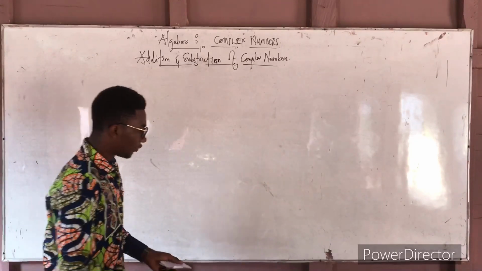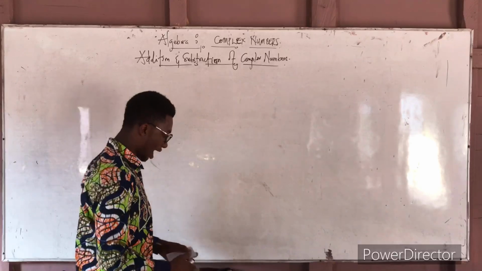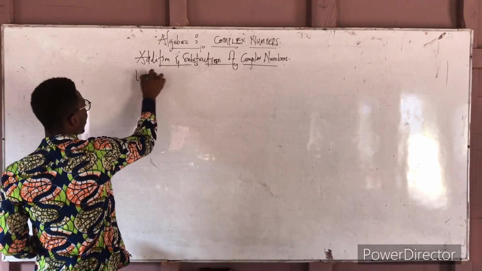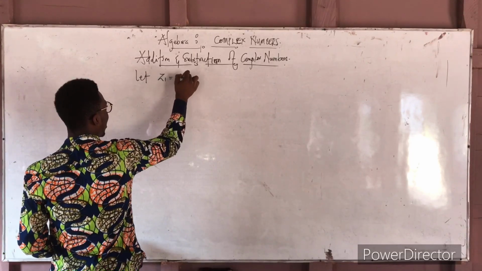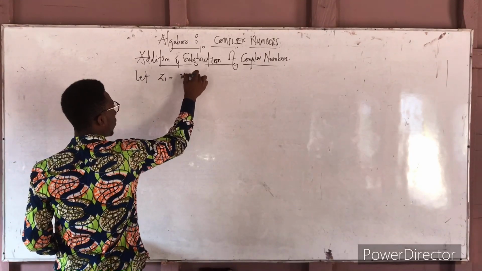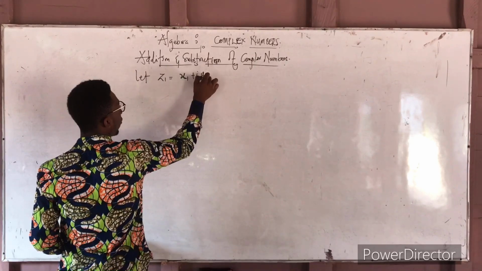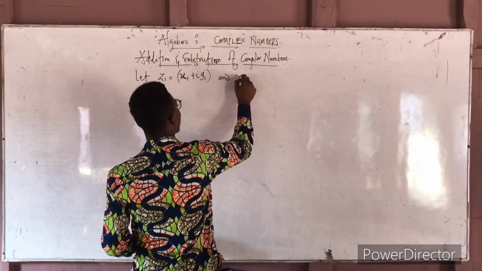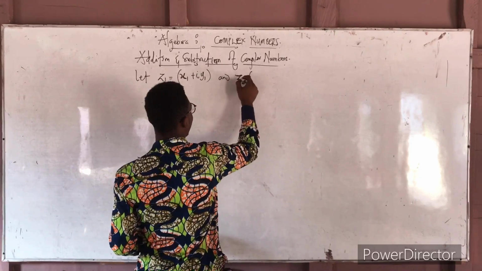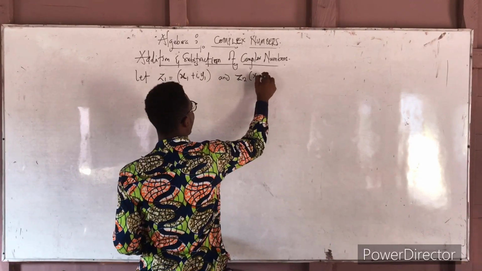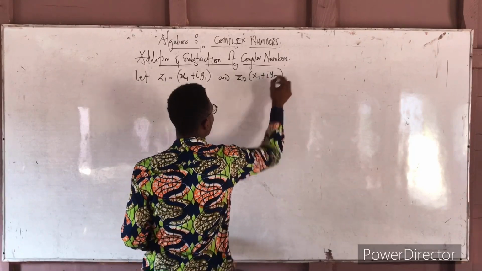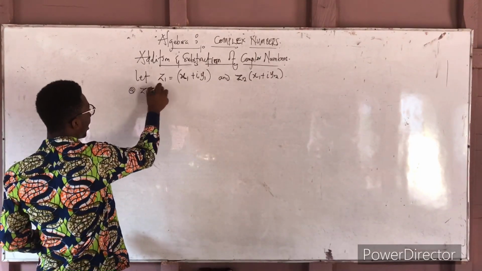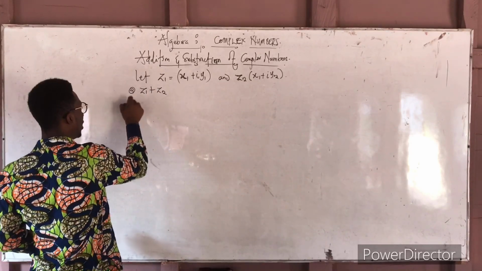Okay, so if you have complex numbers, how do we add and subtract them? Let's say you have z1, which is x1 plus y1 i, and z2, which is x2 plus y2 i. And we are asked: A, find z1 plus z2, and B, find z1 minus z2.